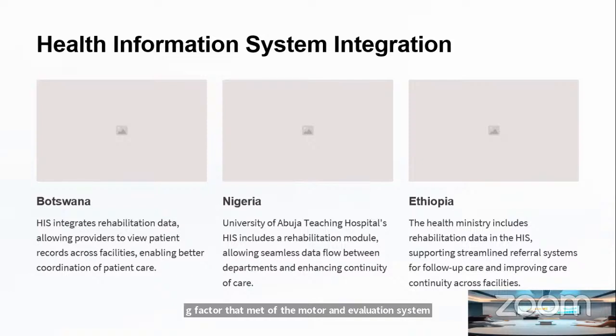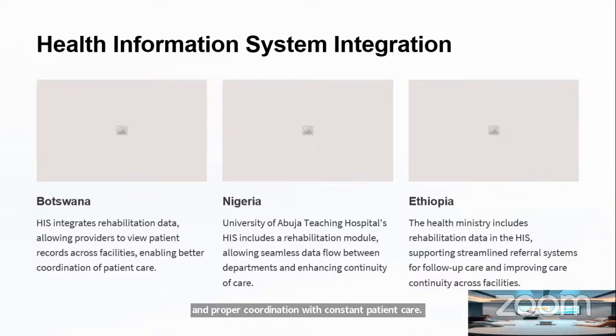So like we said, in Botswana, their health information system integrates rehabilitation data and so allows providers to look at patient records across facilities. And as a result, it gives better and proper coordination when it comes to patient care, because it's a national thing.